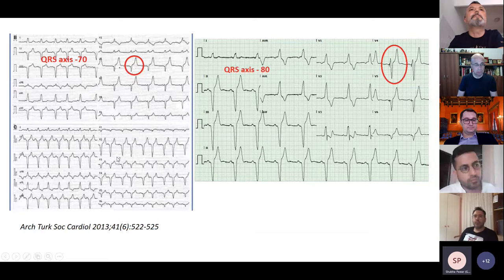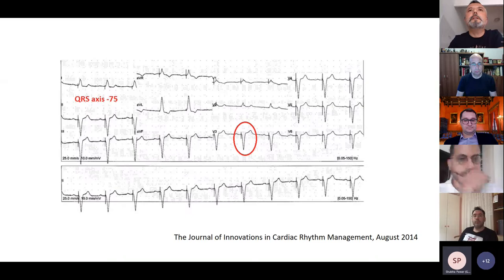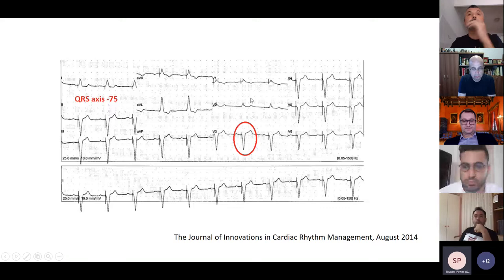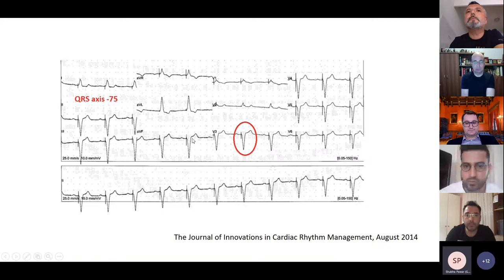But in our patient, the transition zone was later. It was in V4 and the QRS axis was minus 80. This is another case report from the literature with a patient with a DDD pacemaker and RBBB morphology in ECG. Replacement of V1 and V2 lower than the standard position didn't eliminate the RBBB morphology in this patient, but they confirmed the lead position by echo and X-ray. It was in the right position. So as a result, we may see RBBB morphology in patients with uncomplicated transvenous RV pacing.